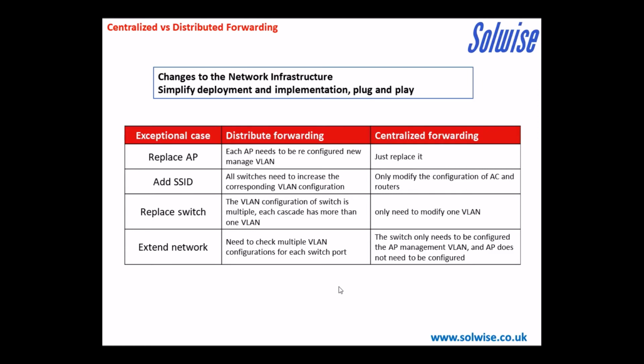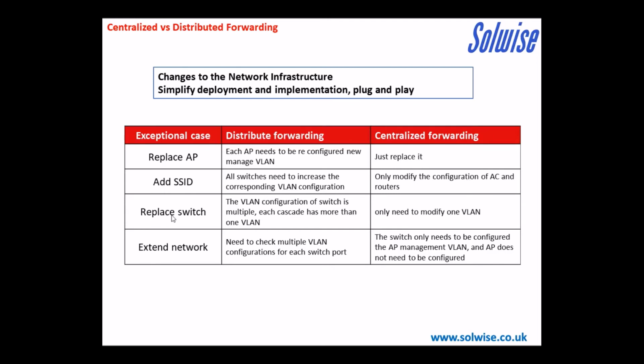If you want to add an SSID, yet again, this is an SSID with a VLAN tag. What you would have to do is, after you configure the access point with details of the SSID and the VLAN tag, you would then have to sit down and start playing around with all the intermediary switches to cope with those VLAN tags. Yet again, on centralized forwarding, because the VLANs are all controlled by the controller, the only thing you have to do is add a new VLAN configuration inside the controller.